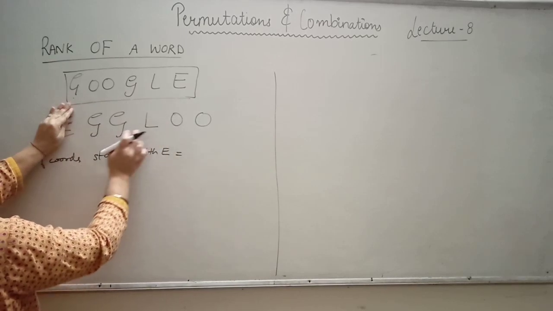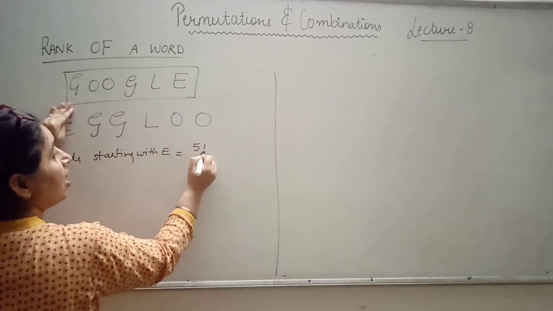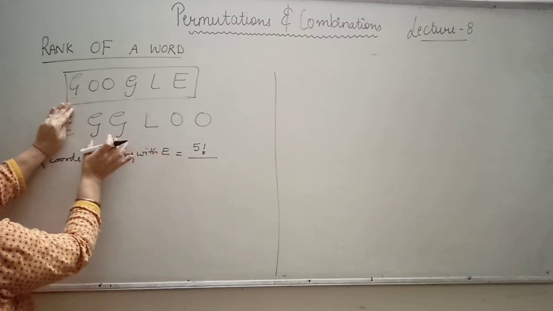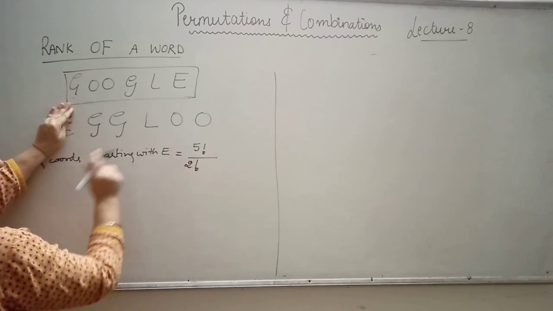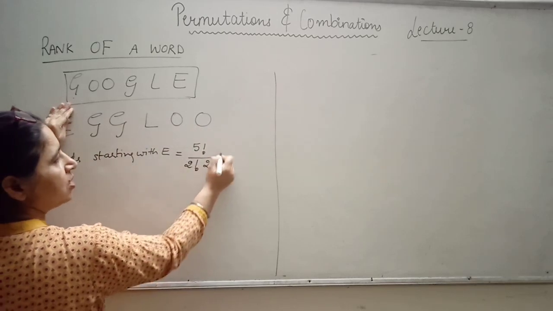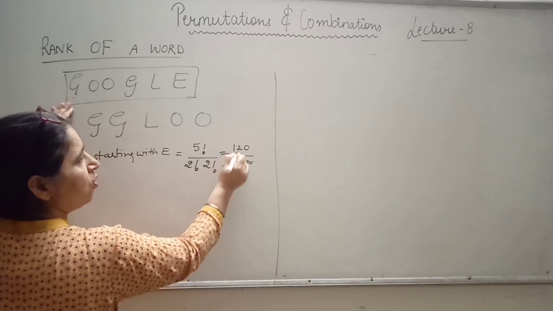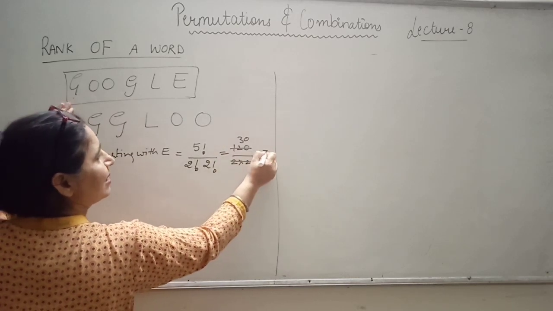So here are 1 2 3 4 5 factorial, but divided by repetition. How many letters you can see here? G 2 times, so 2 factorial. O is also 2 times, 2 factorial. So this is 120 and 2 factorial means 2, and this is also 2. 2 2s are 4, 4 3s are 12. So this is 30. Okay.